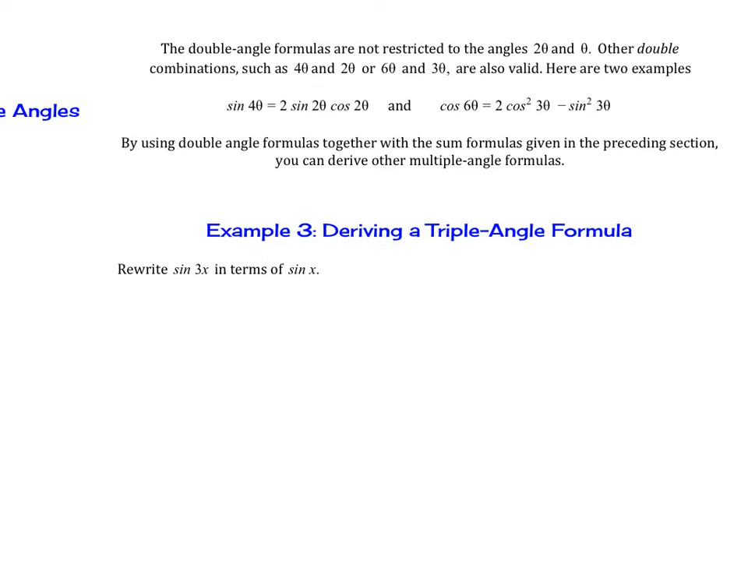Now we've looked at double angles. We're going to see that double angle formulas are not restricted to the angles 2 theta and theta. Other double combinations such as 4 theta and 2 theta, or 6 theta and 3 theta, are also valid. So here are some examples.